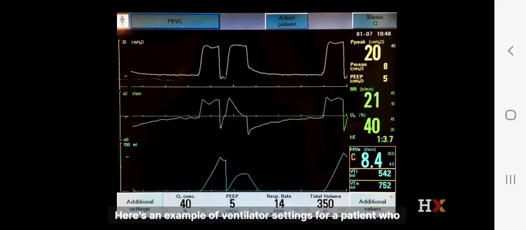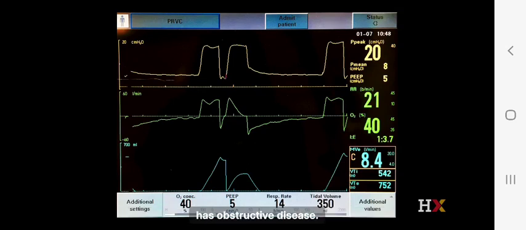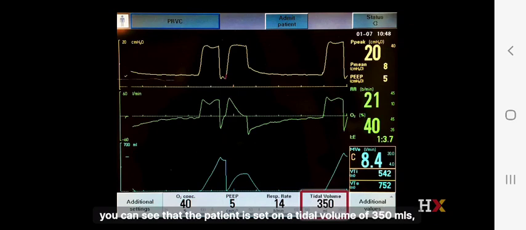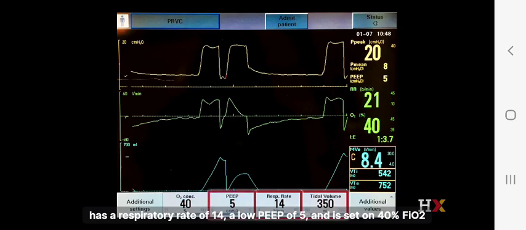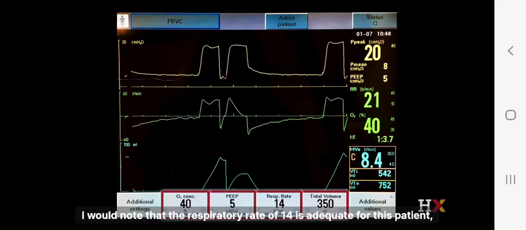Here's an example of ventilator settings for a patient who has obstructive disease. If you look at the bottom of the ventilator screen, you can see that the patient is set on a tidal volume of 350 mLs, has a respiratory rate of 14, a low PEEP of 5, and is set on 40% FiO2, as this patient does not have any issues with oxygenation. I would note that the respiratory rate of 14 is adequate for this patient, but in some circumstances, it may need to be even lower.